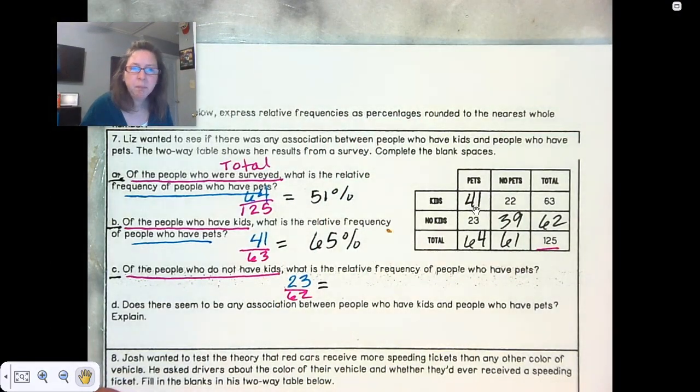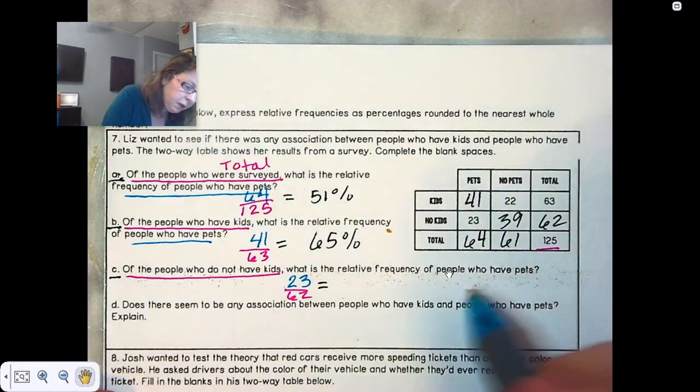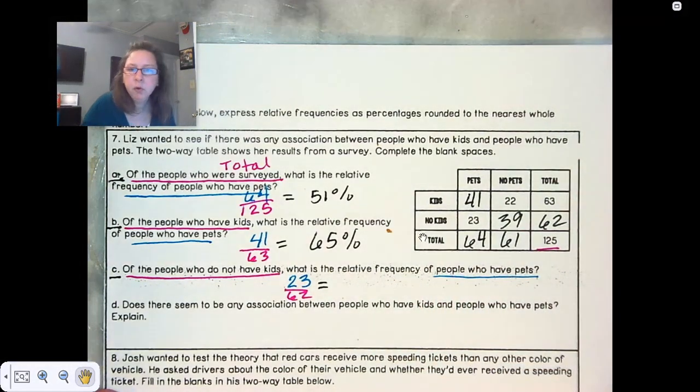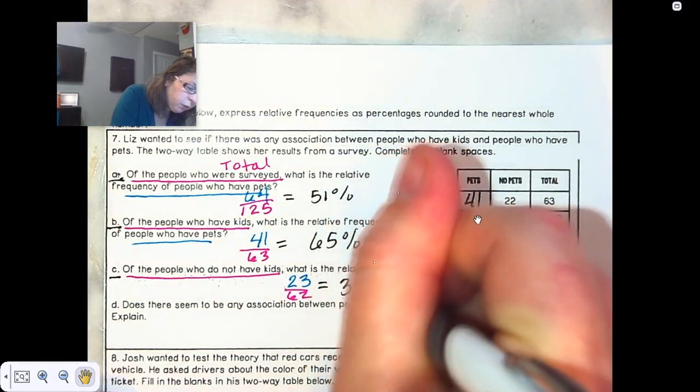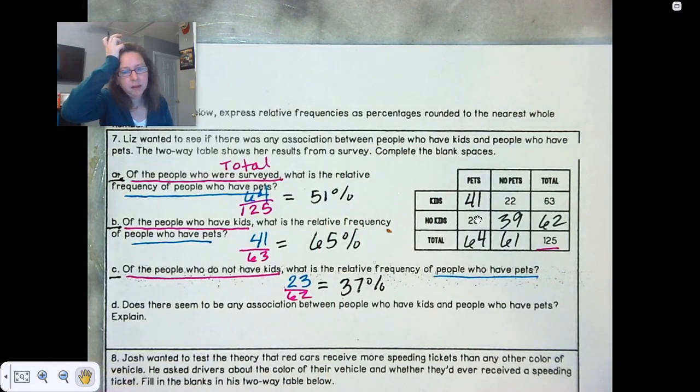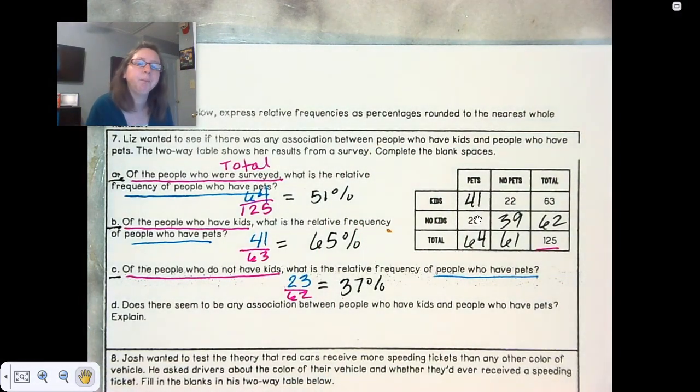Finally, of the people who do not have kids, so let's look at this row, no kids. There's a total of 62 people with no kids. So that is the total. What is the relative frequency of people who have pets? So only in this row, no kids. How many people have pets? 23. And that ratio or percentage will be 37. The ratio is 23 over 62, and the percent is 37.